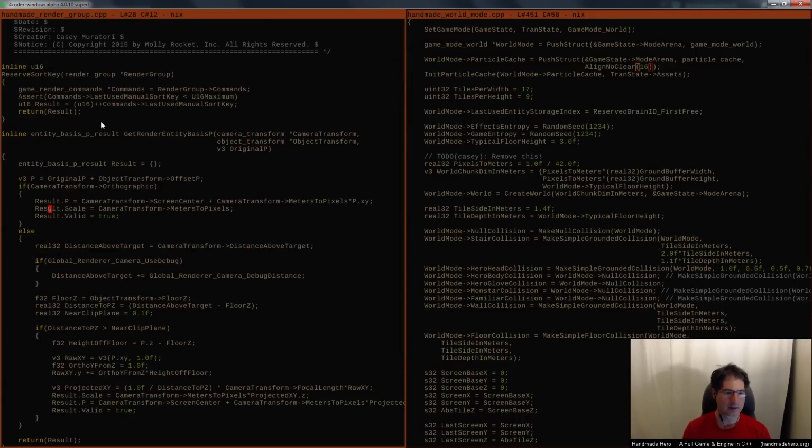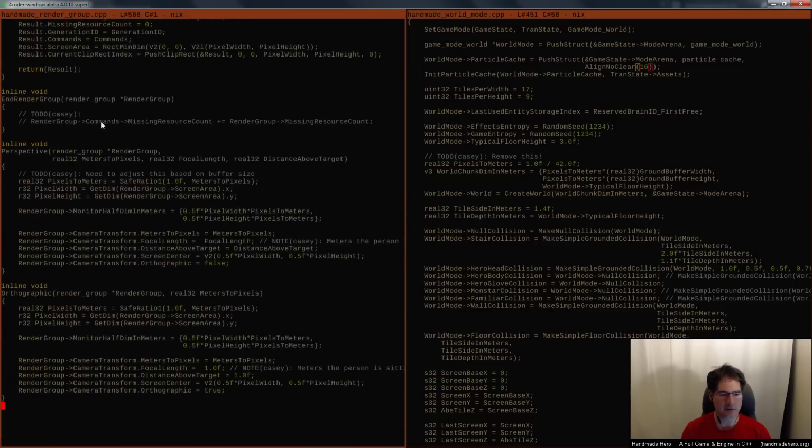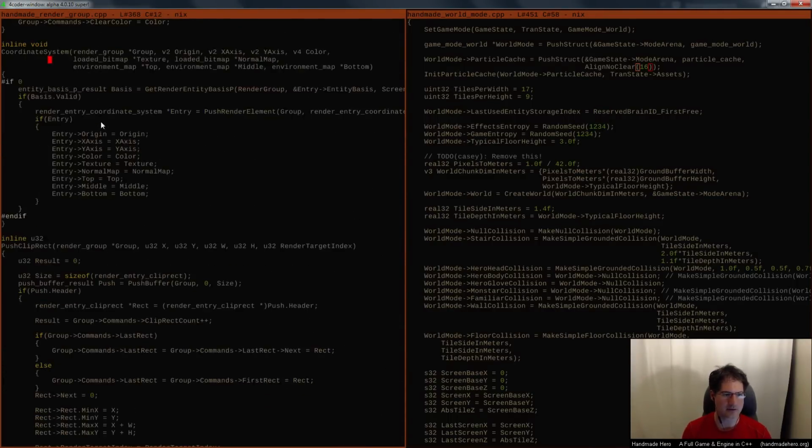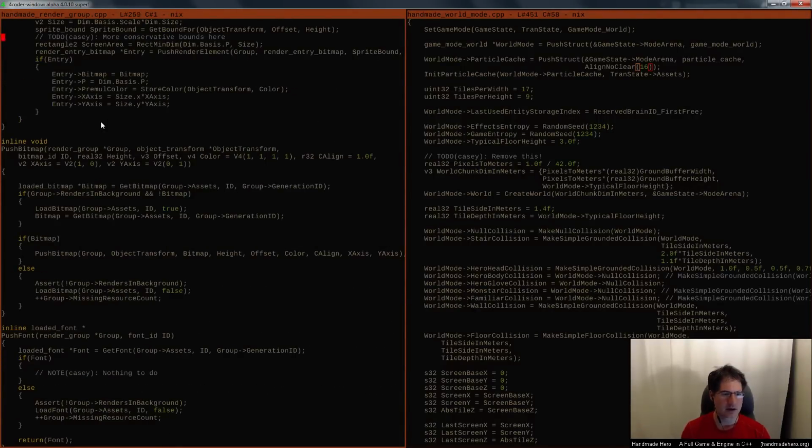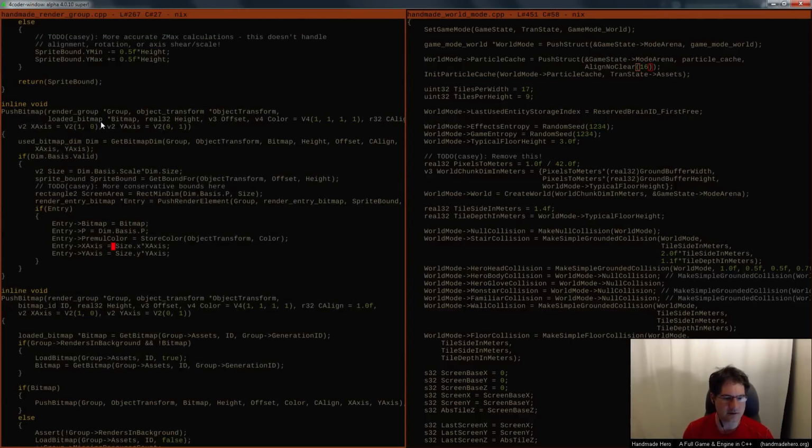Handmade Render Group, what I want to do here is get some reacquaintance, because we haven't looked at this in a while, at what happens when we actually send down one of these bitmaps, right? When I do a push bitmap call, I just want to see what I get here. So you can see that I've got an x-axis and a y-axis. The x-axis and the y-axis get sent down here as part of the push bitmap call. So presumably they're just getting set to like 1 and 0, and they're getting multiplied by the scale values that come out here. Which is whatever size we've given the thing plus the scale value, right?